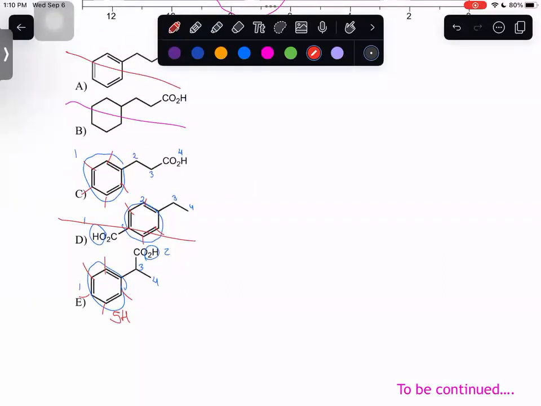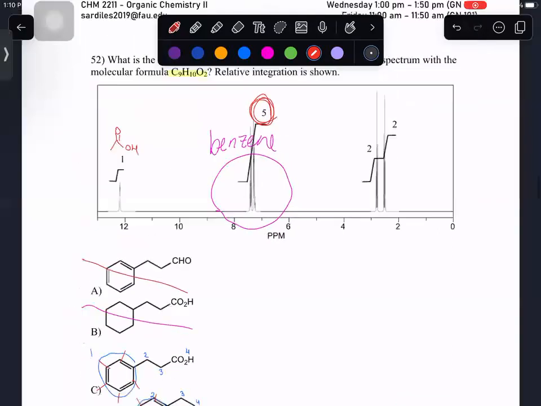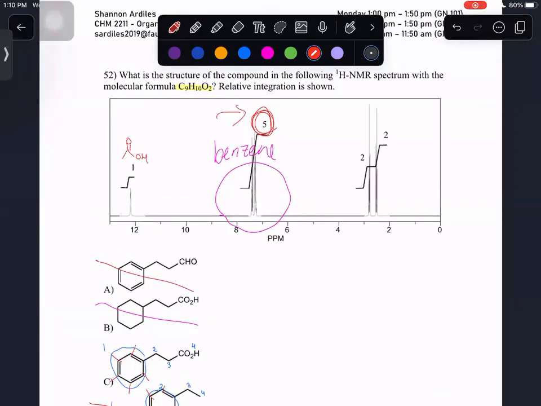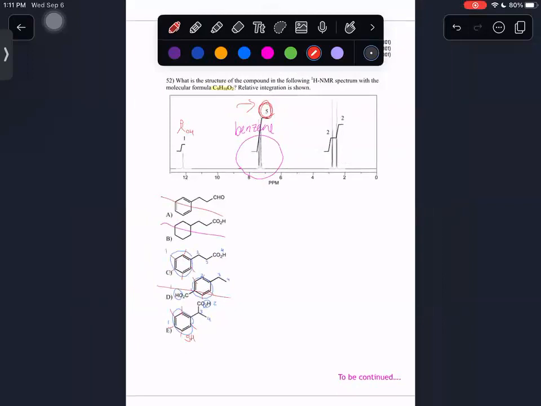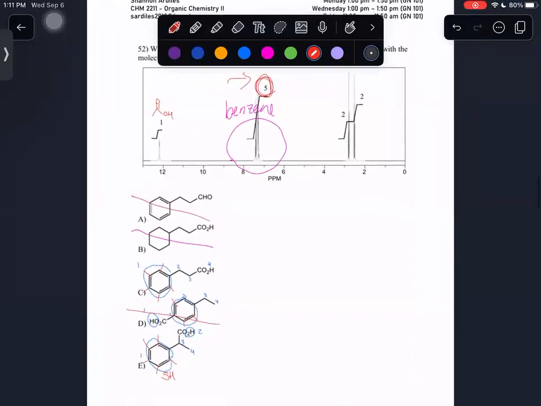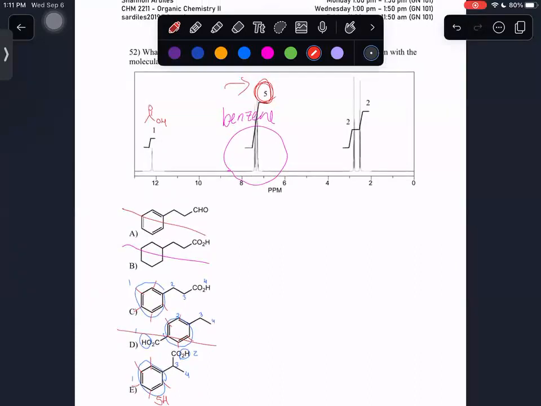Wait, so we got 5 hydrogens from C and E? Because here's the integration, here's the number. He gives you the number. You have to look at everything. And then two propyl groups sticking out, right? Mhm. That makes sense, okay. So then you'd have two, that's 4 hydrogens on that signal. Yes. Okay. Any other questions on this one?